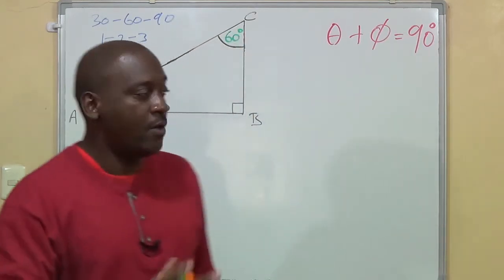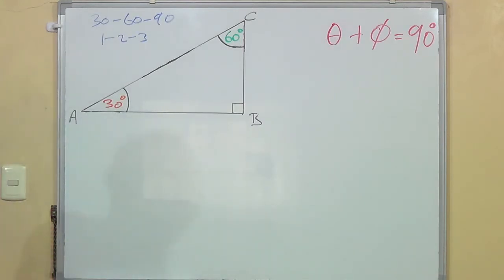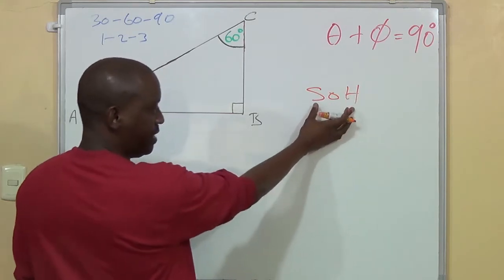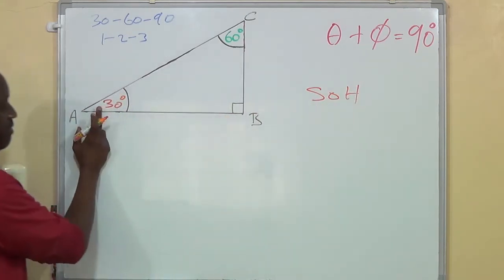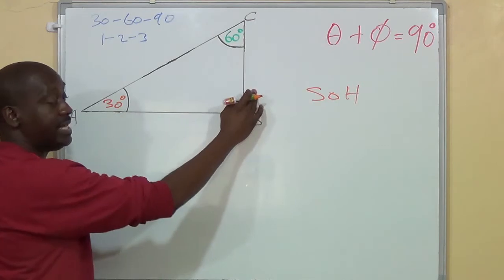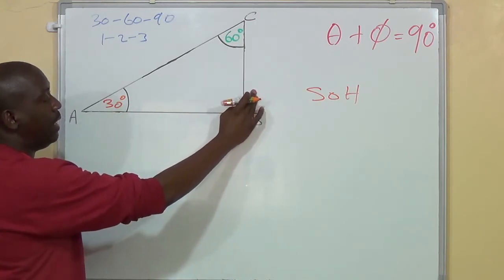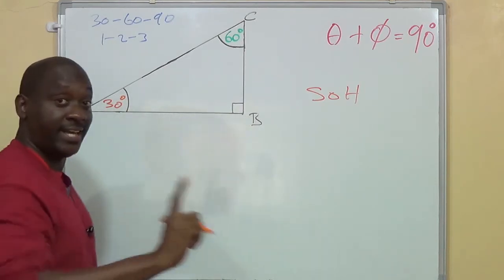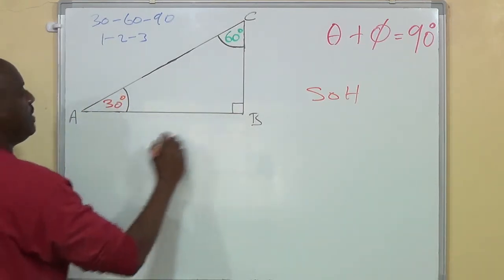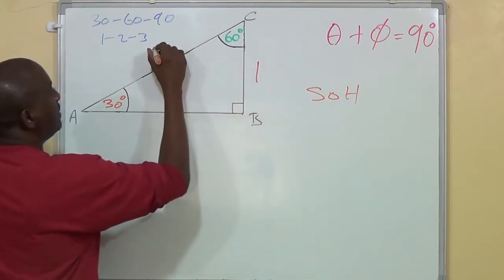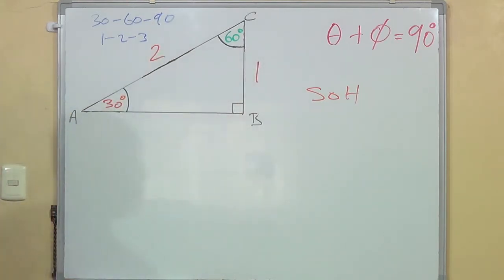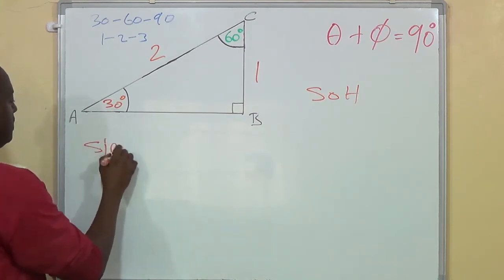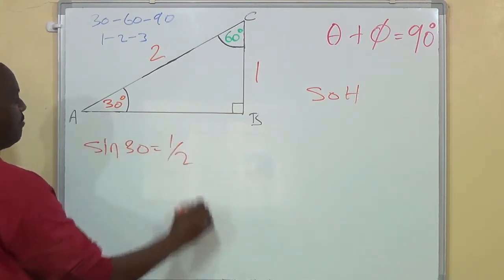What does that mean? Remember from your SOHCAHTOA that your sine, the SO, is opposite over hypotenuse. If this is your reference angle here, then this is your opposite side. So if the ratio, note carefully, if the ratio is 1 over 2, then if this side is 1, then I know that that side is 2. Yes? So we know that the sine of 30 is equal to a half.